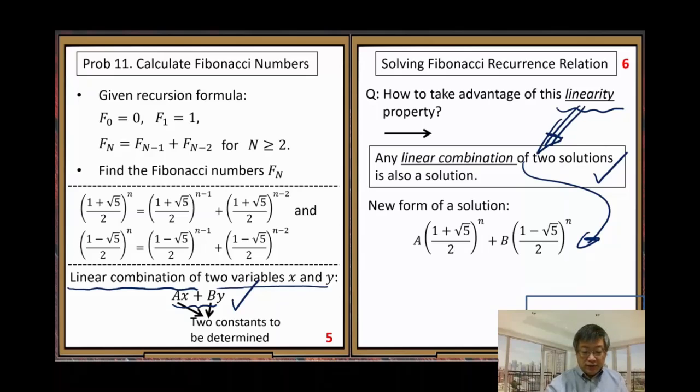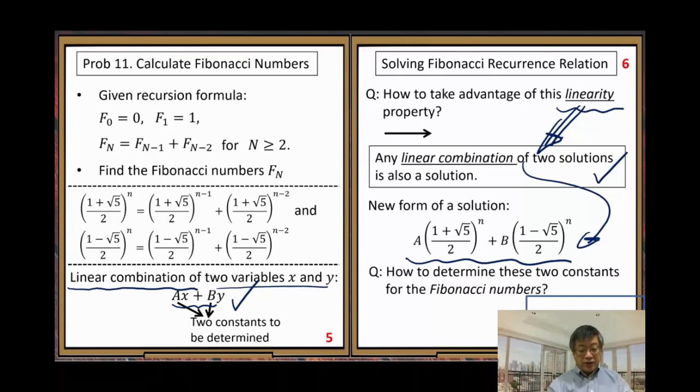All right? So that means this whole representation is a new solution. We can plug it back into our original recurrence relation. You can check. It must be true. You can verify it. Here, I do not need to do the verification, because it's pretty simple. All right, next. How to determine these two constants, capital A, capital B, for the Fibonacci numbers.